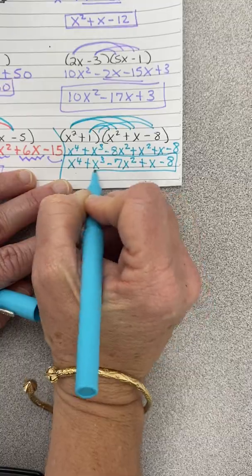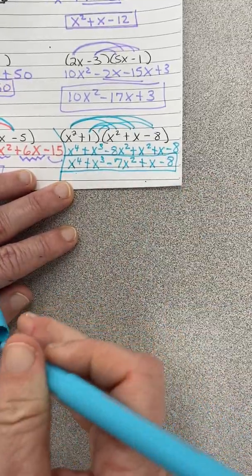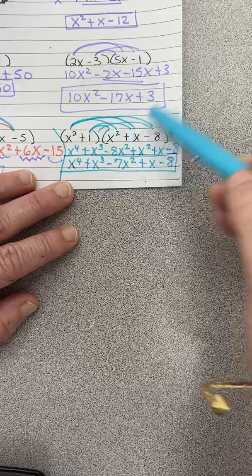So that's kind of the gist of it. Not too much trickier than that. Just be careful because you can make an easy mistake with your exponents.